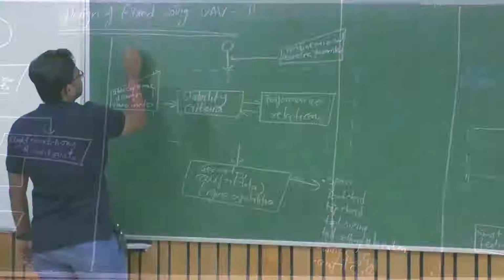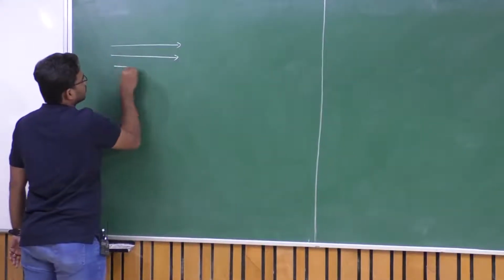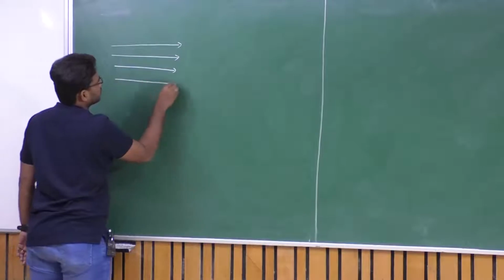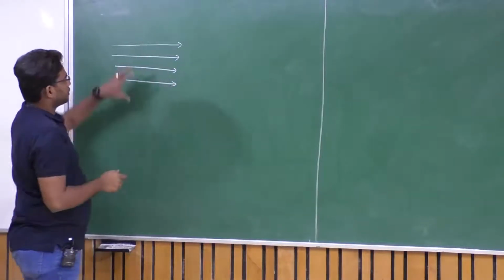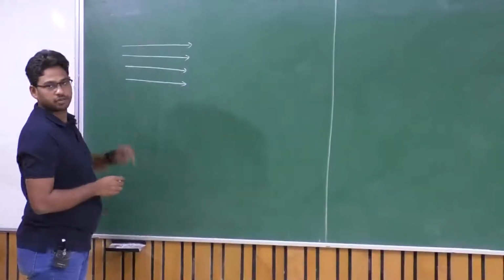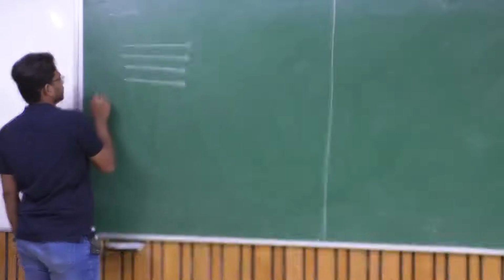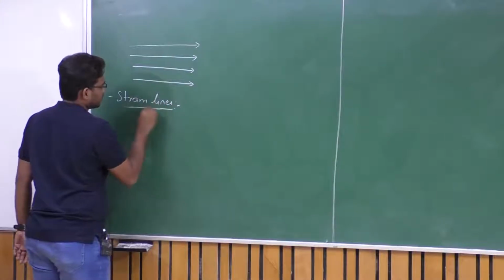So we considered airflow, which is nothing but ordered motion of air, and we have represented this ordered motion by means of straight lines called streamlines, right? So what are these streamlines?